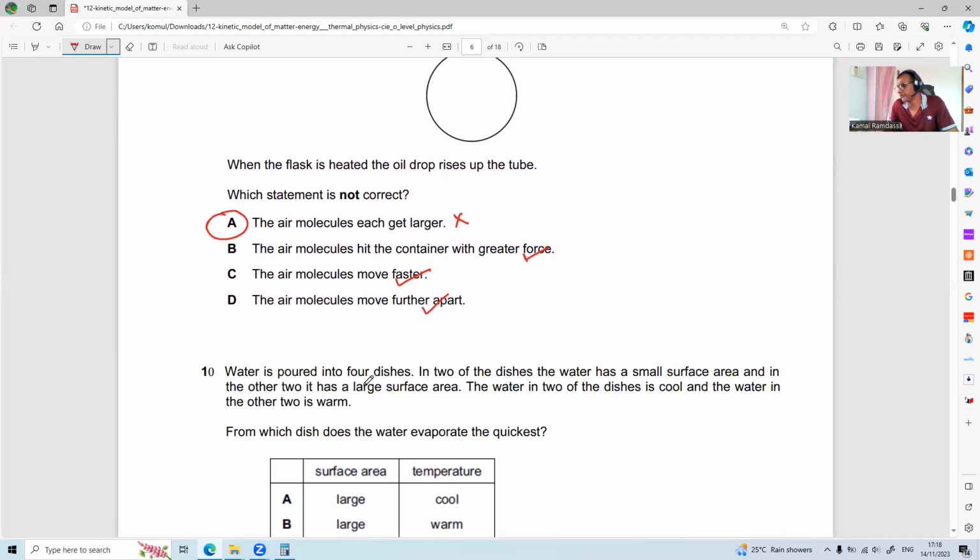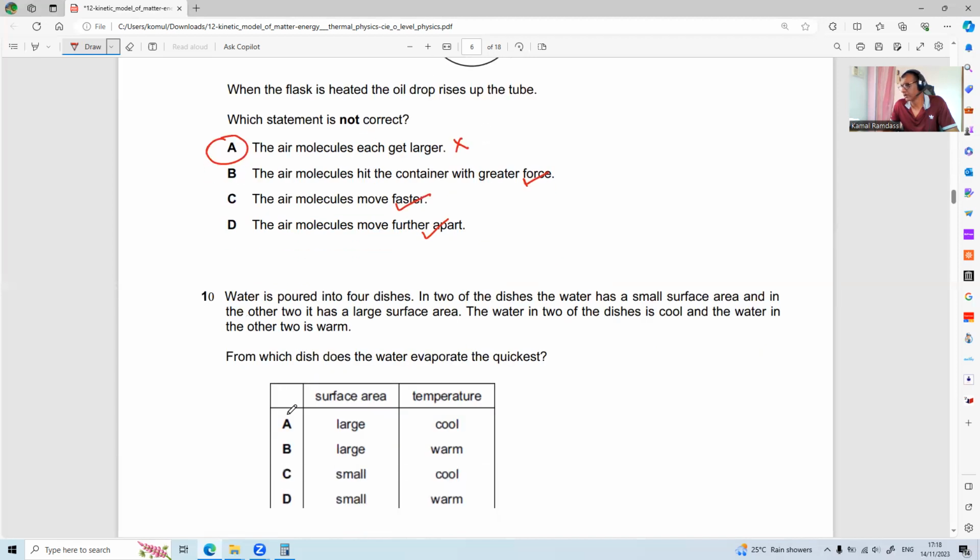Number 10. Water is poured in 4 dishes. In 2 of the dishes, the water has a small surface area. And in the other 2, it has a large surface area. The water in 2 of the dishes is cool. And the water in the other 2 is warm. From which dish does the water evaporate the quickest?